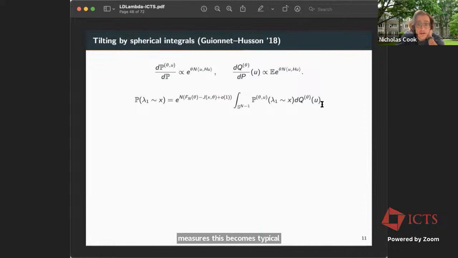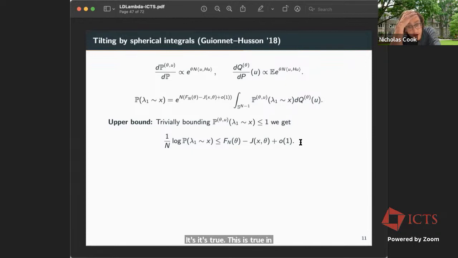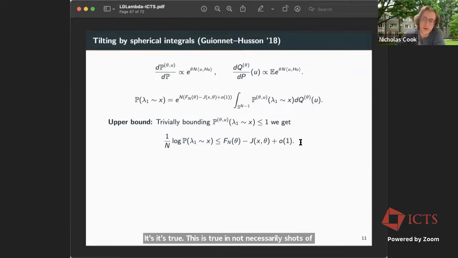Okay, so this is just to remind us of our two families of tilted measures and this expression we just derived. So we have this identity. For the upper bound, you can just trivially bound the second factor by one, and we get this upper bound. And this, by the way, is always true, not necessarily only in the sharp Sub-Gaussian case, but then it usually turns out not to be sharp.